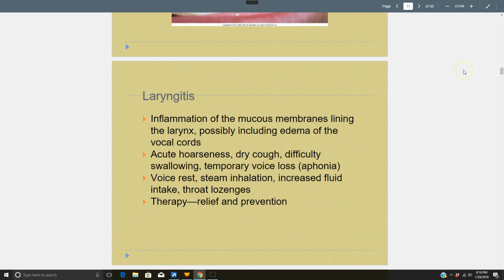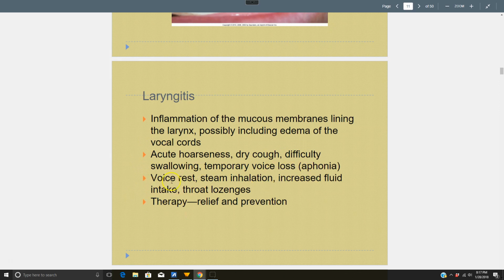Laryngitis can be related to any kind of disease process: throat or lung cancer, tobacco, and alcohol use. Obviously, it's an inflammation of the mucous membranes lining the larynx, possibly including edema of the vocal cords. And I just talked about all those upper airway problems, especially ones that do involve the larynx. These are signs and symptoms that you may see: acute hoarseness, dry cough, difficulty swallowing, and temporary voice loss called aphonia.